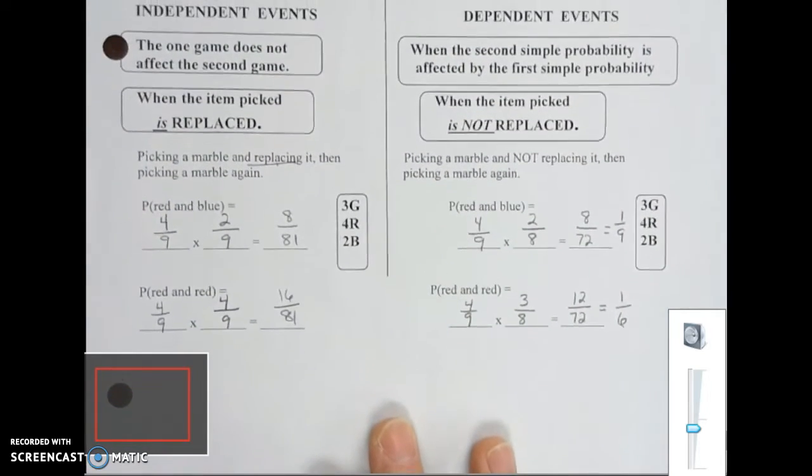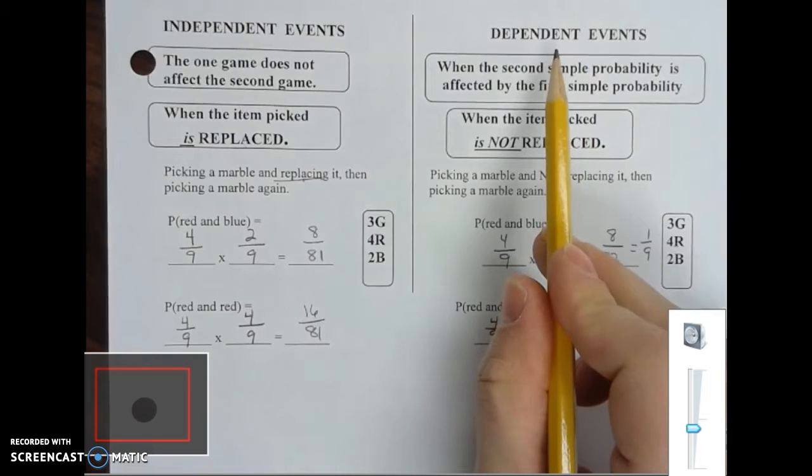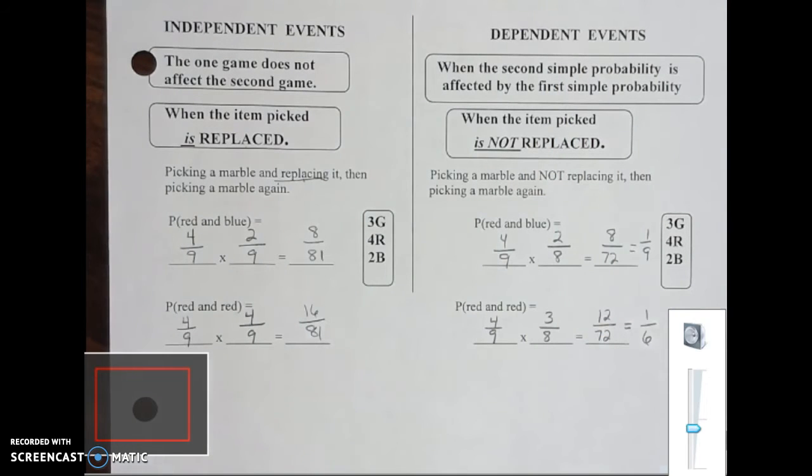Okay, so those are the 2 types of compound probabilities. There's independent, when the second probability is not affected by the first probability, and there's dependent, when the second probability is affected by the first simple probability.